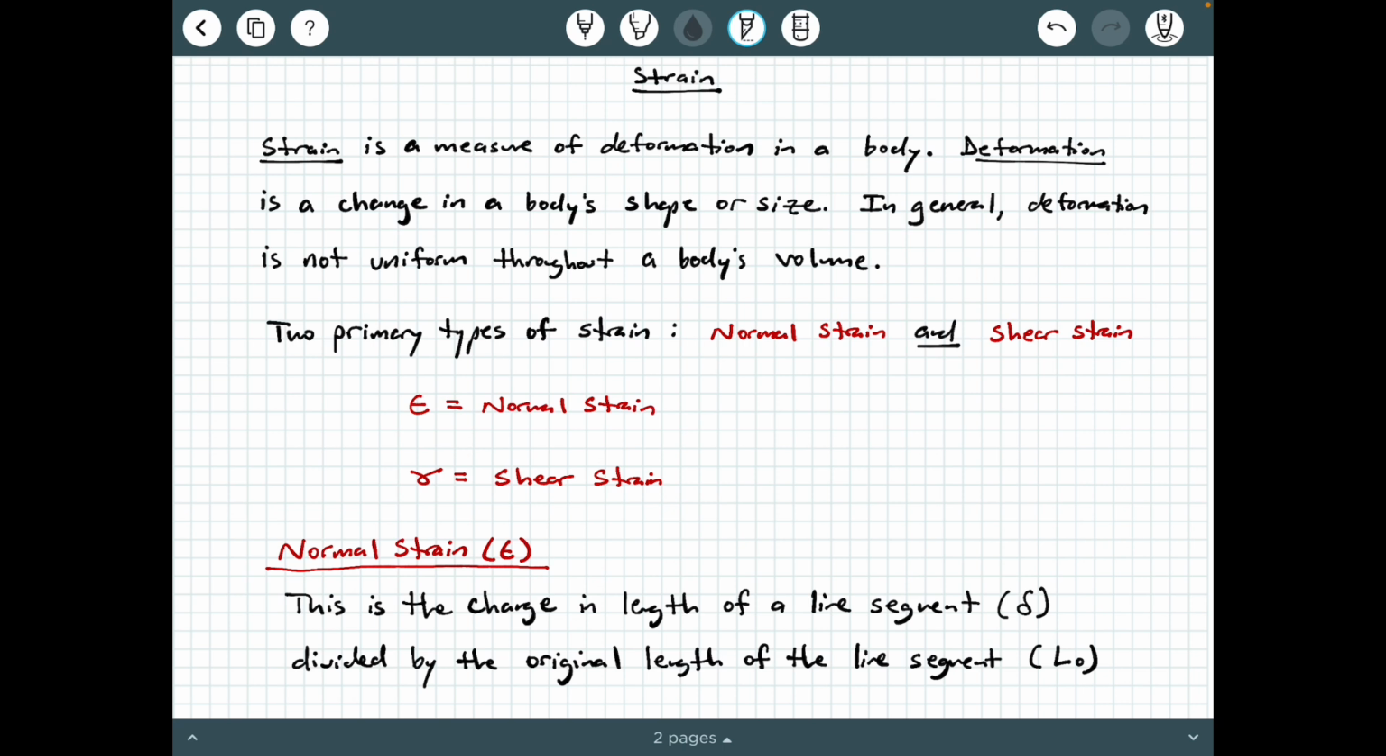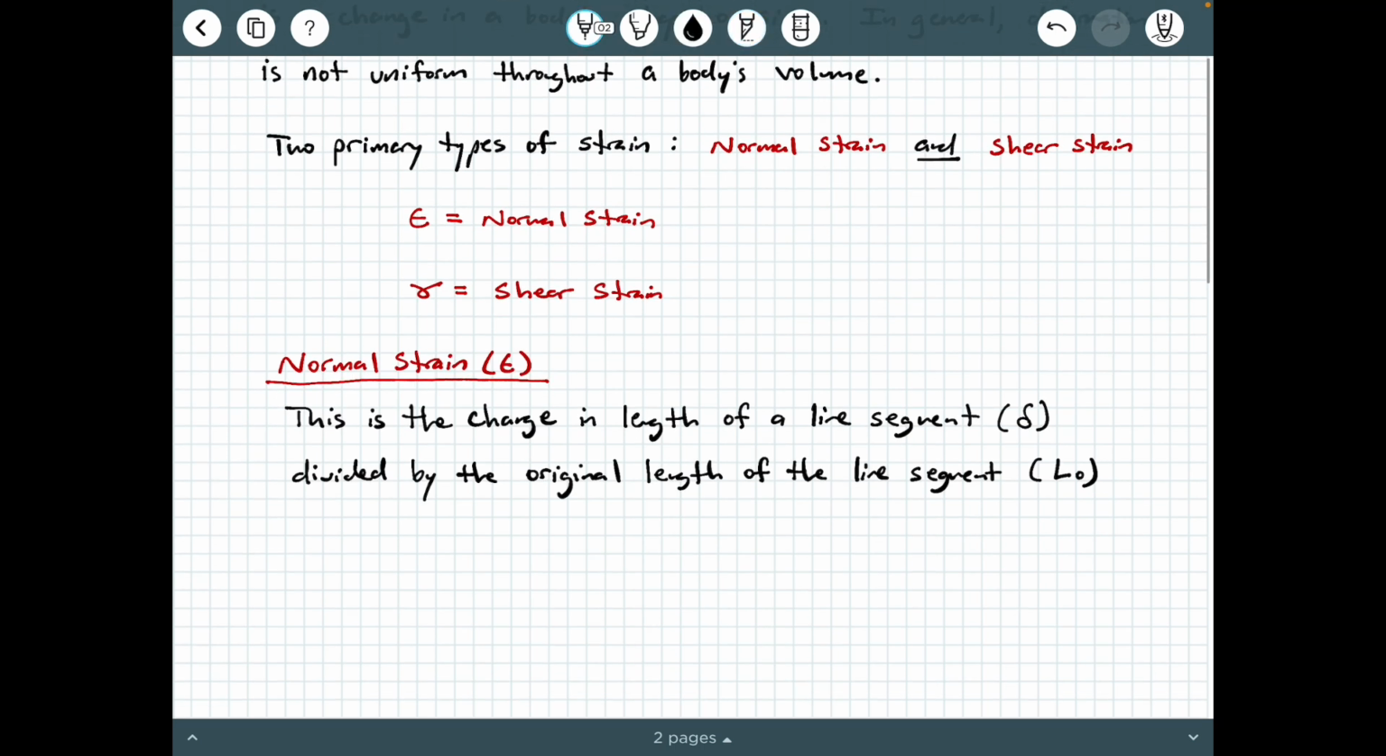Okay. So let's start with normal strain, which we label epsilon. Normal strain is the change in length of a line segment. Now, that change in length of a line segment, we're going to call that delta, okay? Delta, or the change in length of a line segment, is an example of this word deformation that we talked about a few minutes ago. So we take the change in length of the line segment, delta, and we divide it by the original length of the line segment, L naught. And that is what we define as normal strain.